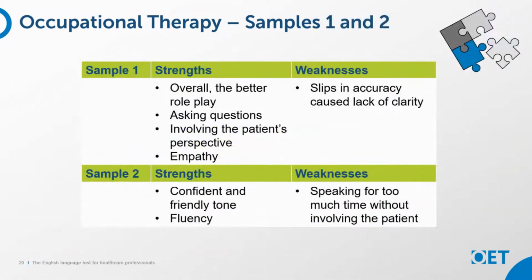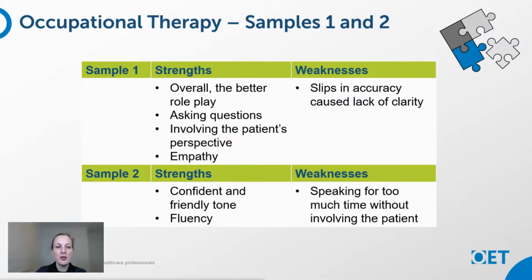So overall, if we compare these two occupational therapists that we've heard, Michael's role play, the first occupational therapist, was a bit stronger than Ray's, who was the second occupational therapist. Michael's strengths included the way that he asked questions, he showed empathy, and he involved the patient, but he still had a few areas to work on. There's always some things that could be improved. And that was perhaps the accuracy of his English, which could be a little unclear from grammatical errors at times.